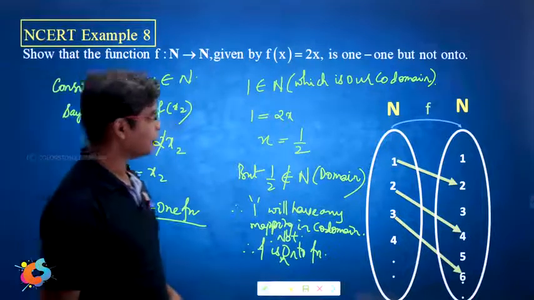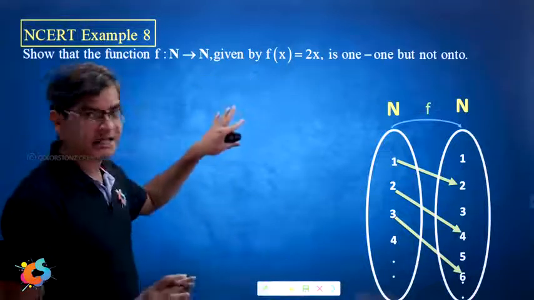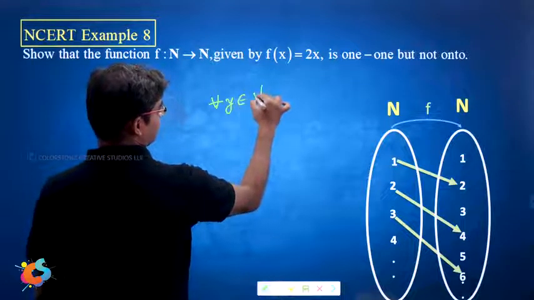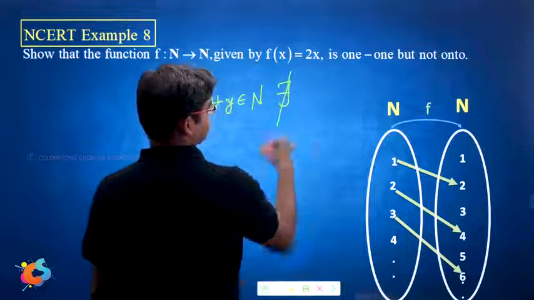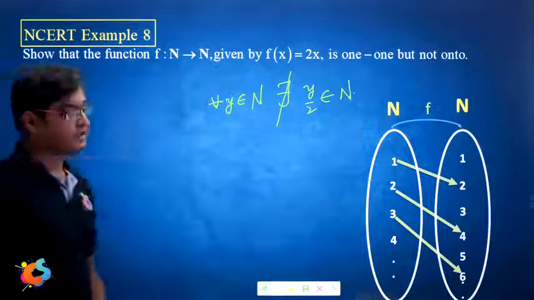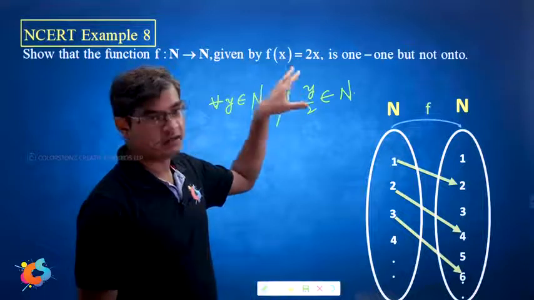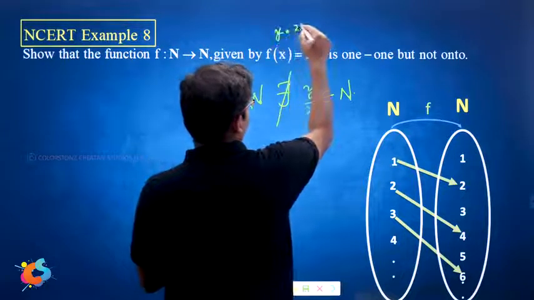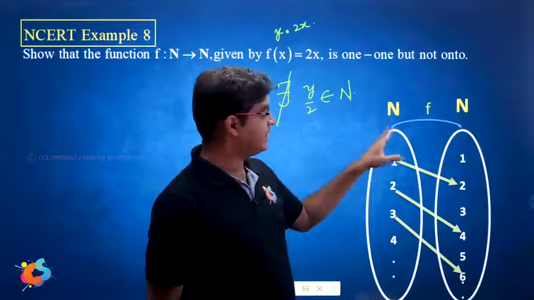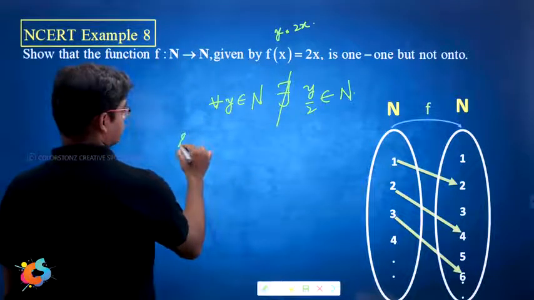Okay, fine. Good. So you need not write it like this, but just understand the way we are writing. For all y belonging to the codomain, there does not exist y by 2 belonging to the domain. Right? For y belonging to the codomain, the corresponding value should be y by 2. So for y is equal to 2x, x is equal to y by 2. So for y, the corresponding element in the domain should be y by 2.